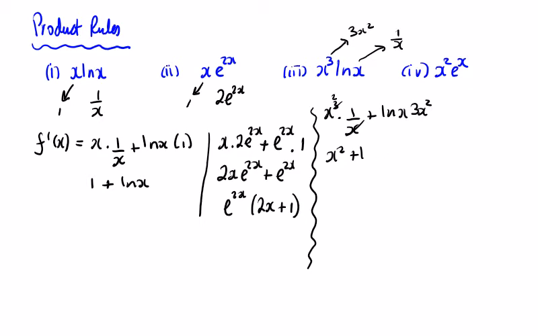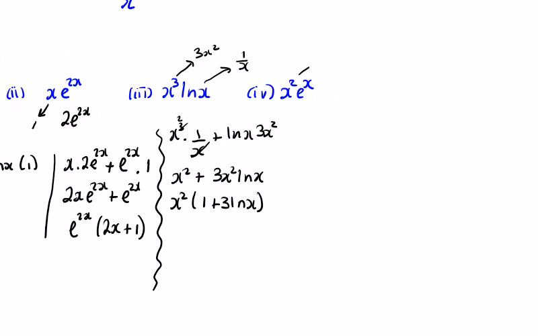I should write the 3x squared first, 3x squared times the natural log of x. There's an x squared in both of these, so I got x squared times 1 plus 3 times the natural log of x. On to the fourth one.